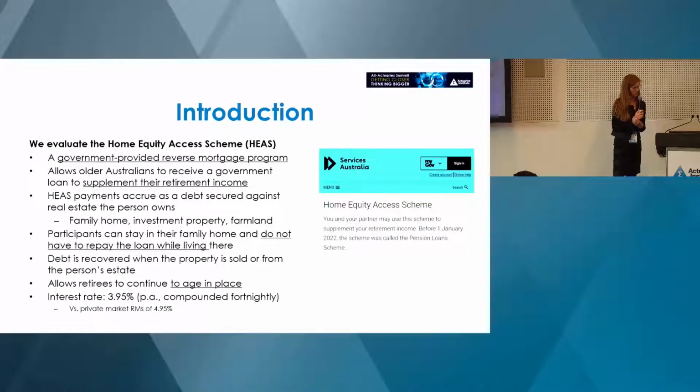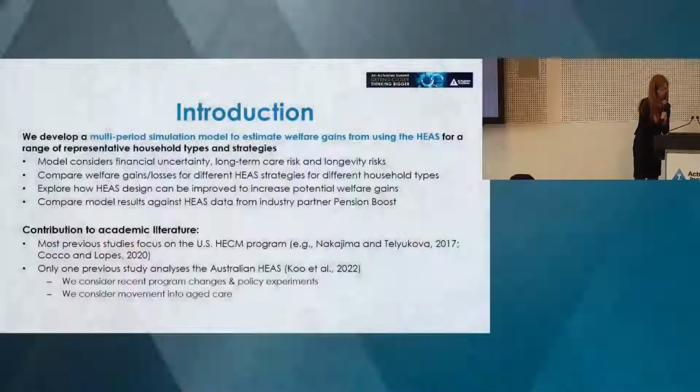This scheme has many features of a commercial reverse mortgage. It allows individuals to stay in their home, receive an income or a lump sum, and not have to make repayments. So it allows people to age in place, which is attractive. The interest rate is currently 3.95%, and I just looked up market rates this morning. The lowest commercial rate is 4.75% from Heartland. It's not what's on the slide. So the government scheme is cheaper than the private schemes.